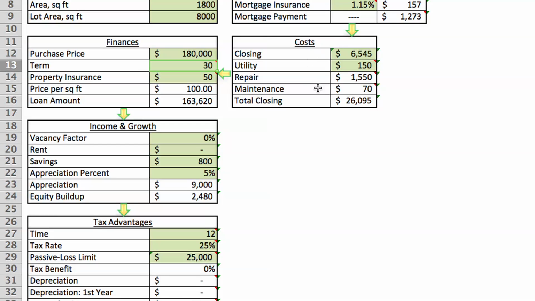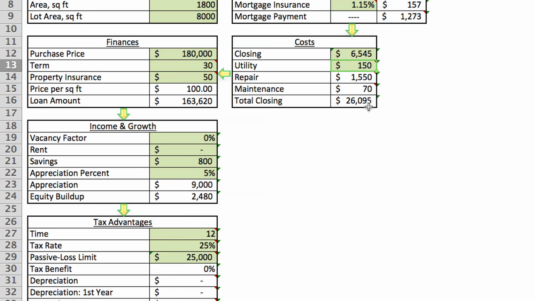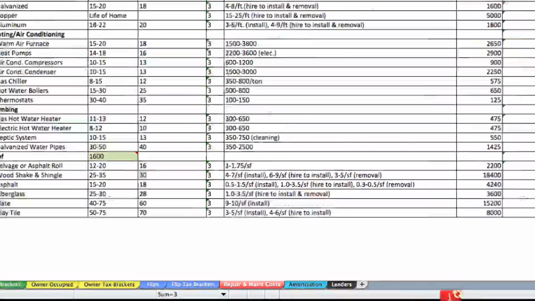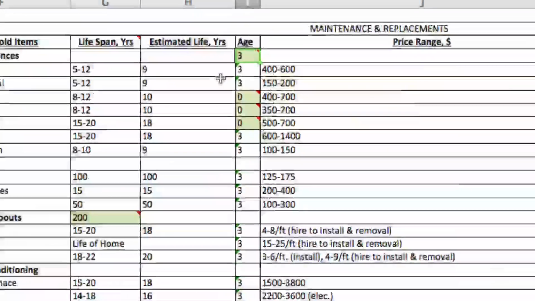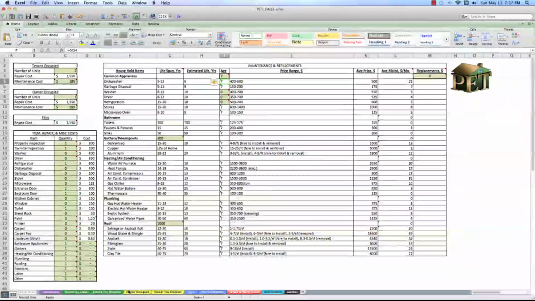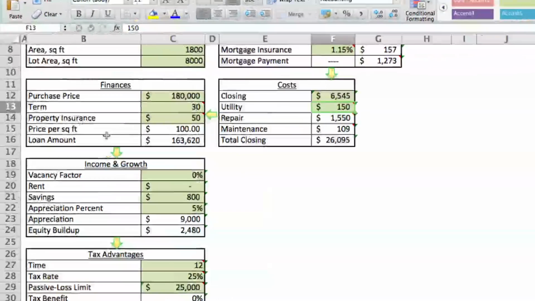And we're going to see here the costs are a little different. Closing is a little bit smaller. Utility, let's just keep that the same. And repair, maintenance costs, total closing, they're the same. However, I do need to change the repair and maintenance cost tab down here because this is where we input the age of the property, which will determine the maintenance cost per month. It's no longer 3, it's 7. So with that, I'm going to go back to the owner-occupied tab, and we're going to move on.